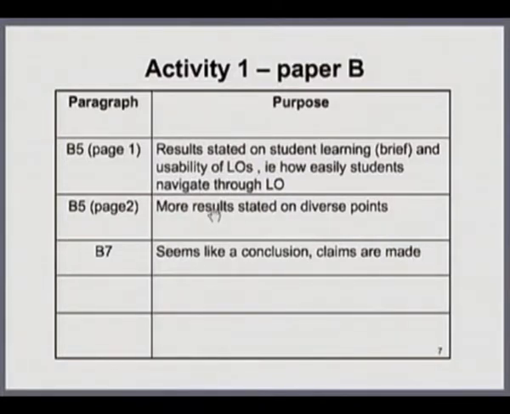The last paragraph in this paper, B7, looks like a conclusion, and the authors are making some strong claims in B7. For example, they are saying that it has been shown, this is the last sentence in B7, it has been shown that in many science and engineering subjects, visualizations improved student performance, collaborative learning, and problem solving. So B7 seems like some combination of a summary and conclusion.